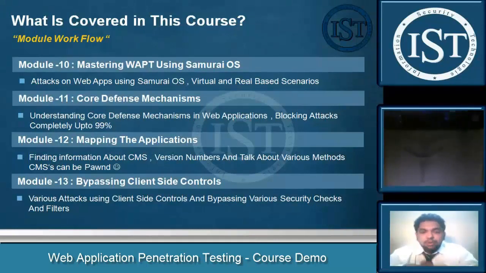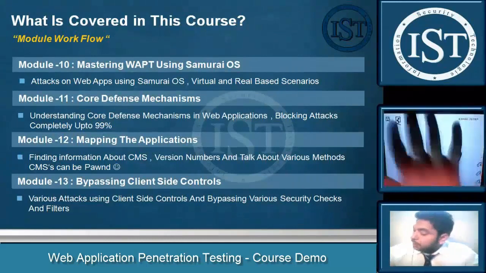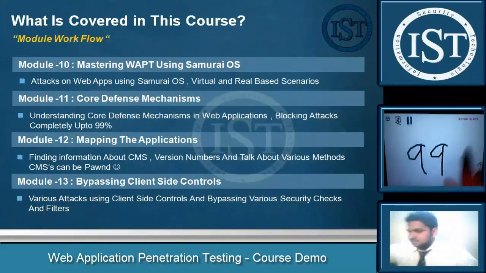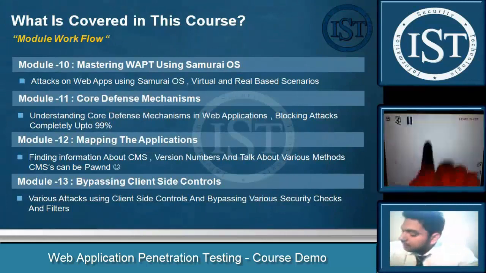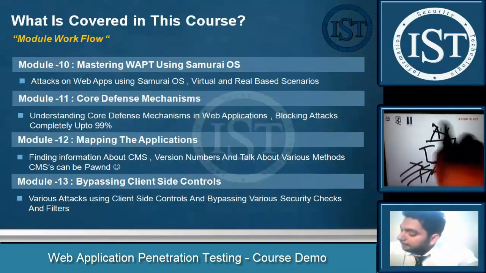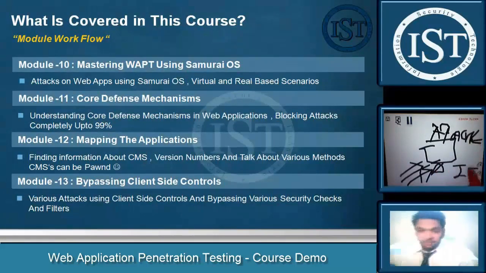Module 11, core defense mechanisms. Understanding core defense mechanisms in web applications, blocking attacks completely up to 99%. Module 12, mapping the application. Suppose you want to check a server, what it is composed of, like is it working on Apache, IIS, etc. Bypassing client-side controls is the 13th module.